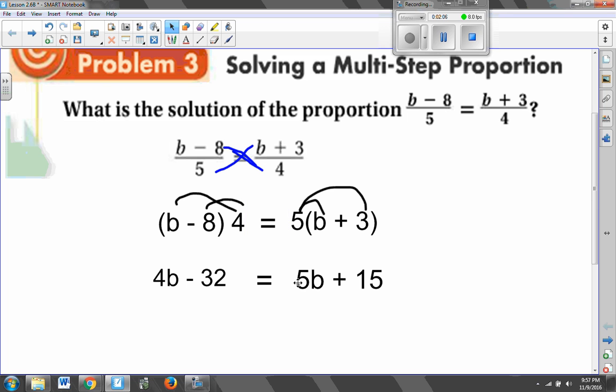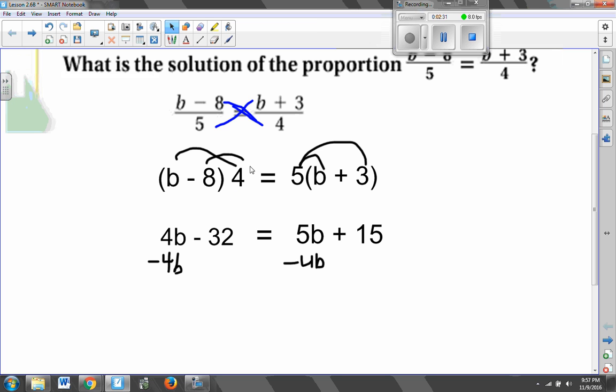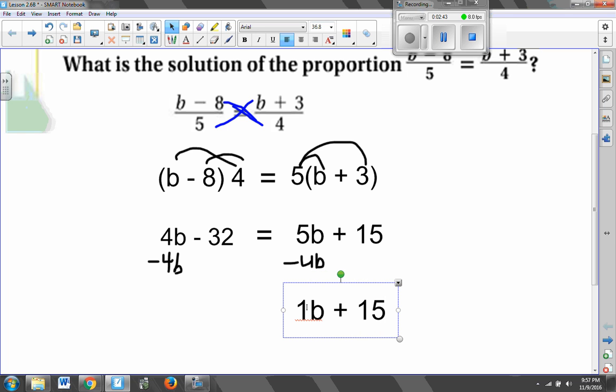Okay? And now this is just solving an equation like we did earlier in this chapter, where I need to move all of my variable pieces to one side and then all of my number pieces to the other side. So here's what I do. I will subtract 4b on the left, 4b on the right, and I end up with just 1b left over when I subtract 4b's. And then I will finish writing the rest of that equation, plus 15. The other side of it is now just a negative 32. Still equal here, of course.